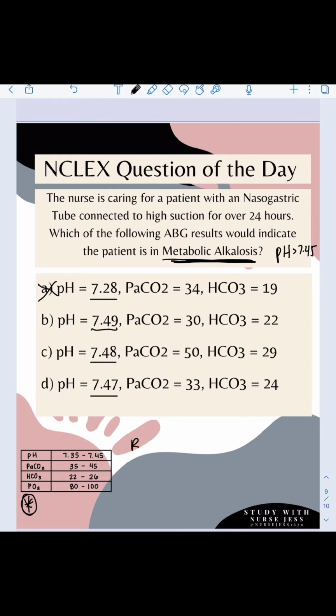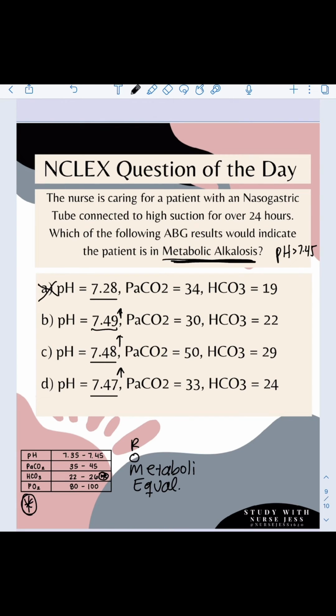Now, using the ROME acronym, I remember that metabolic is going to be equal to my pH. So for metabolic alkalosis, if I have a high pH, then I'm going to need a high bicarb. So normal range for bicarb is 22 to 26, as you can see down here.